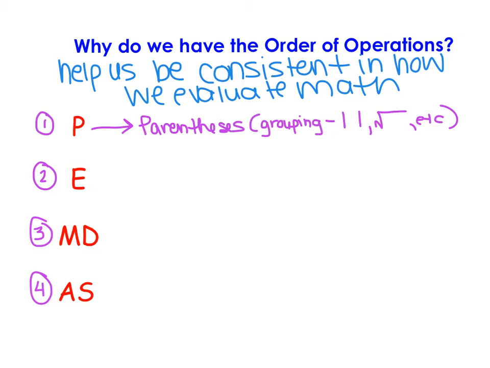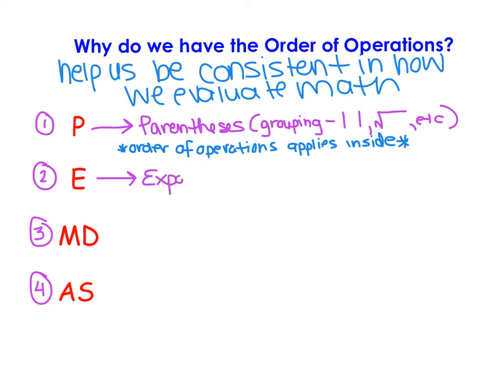The other thing that we need to keep in mind as we're evaluating parentheses is that inside of parentheses, the order of operations still applies. That means if we have two operations inside of the parentheses, we still have to follow the order of operations while we're inside of those parentheses. So the first thing we do when we're evaluating an expression in math is we evaluate inside of those parentheses. Then, once we've exhausted all of the parentheses, we move on to the second step, which is E.